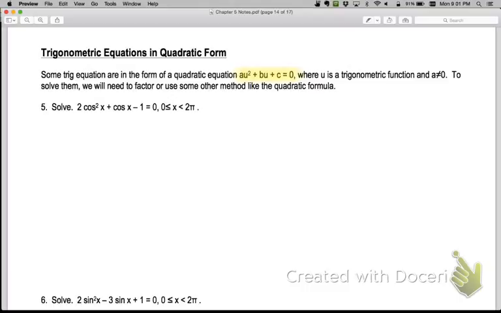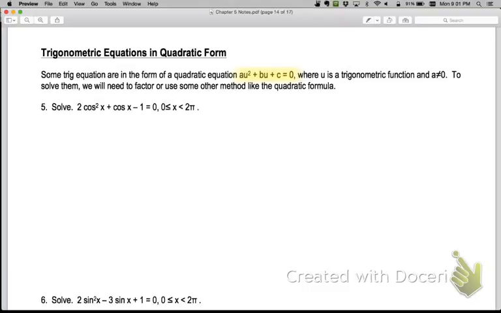And what we're going to use is that same idea of U substitution that we've used multiple times throughout the year. So to solve this, we're going to have to factor it if we can. That's always going to be the easiest. If we can't factor, then we can use something like the quadratic formula or maybe solving by square roots. But we're going to have to do something.